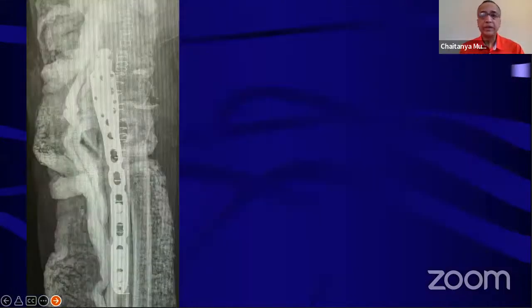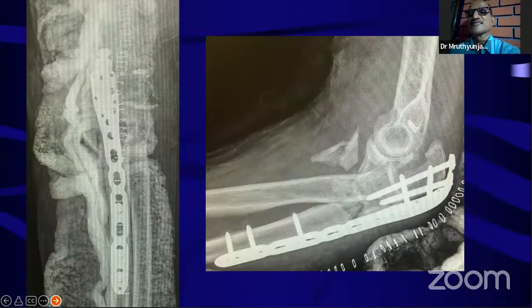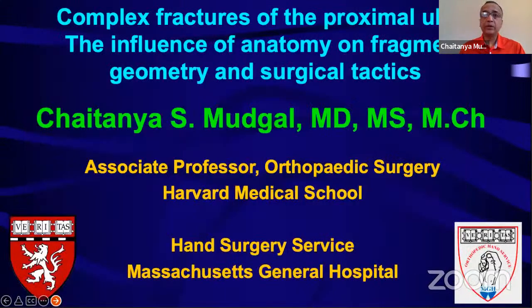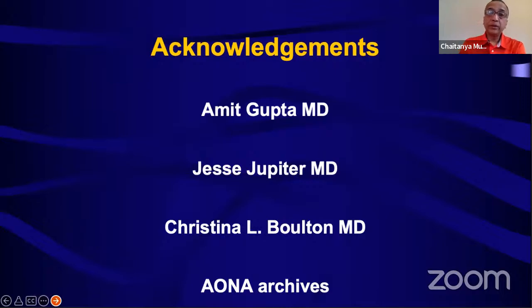When she came back 2 weeks later, it was not surprising that this is what had happened. In a splint, mind you. So the question we have to ask ourselves is, could we have foreseen this? Was this predictable? Was this avoidable? And that is what I'm going to talk to you about: complex proximal ulnar fractures and the influence of anatomy on fragment geometry and surgical tactics. Because a fracture is basically a pathology, it's really anatomy gone wrong. So if you know your anatomy, you can predict fracture geometry and therefore fix it accordingly. Although most of the material in this talk is mine, I must acknowledge the help I've received from these sources.